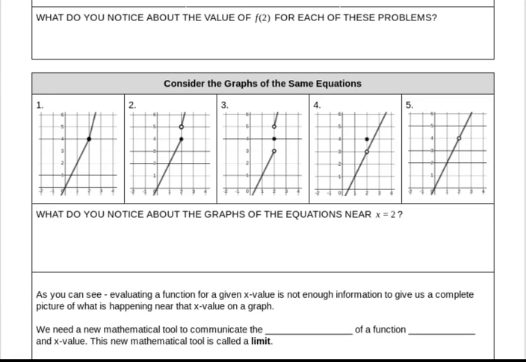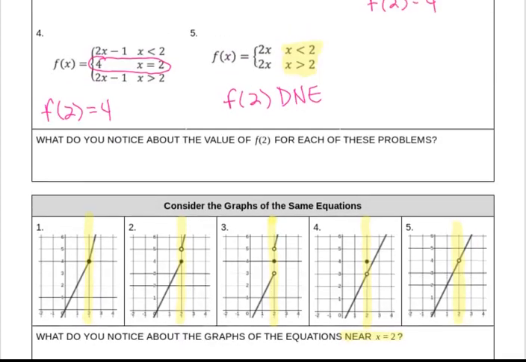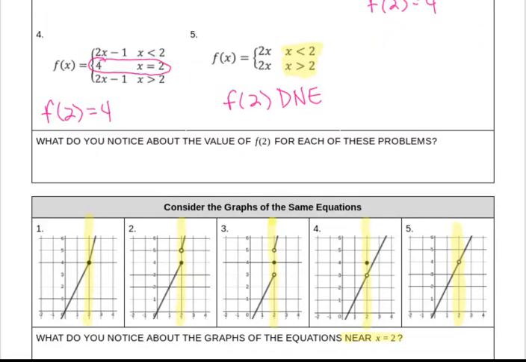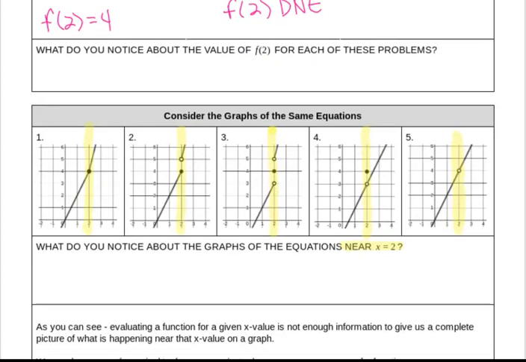We're going to be looking at the graphs as we get closer and closer to x equals 2. So at x equals 2, we're looking right here at this graph, here at this graph, here, and here. Now, if you're really good with your graphs, you'll notice these are the 5 functions from up above. So question 1 is this first graph, and so on with the rest. In the first one, it looks like we're approaching 4 from both sides, right? If we look here and here, even though these are 2 separate pieces, they both look like they're going to the same place, which is cool.